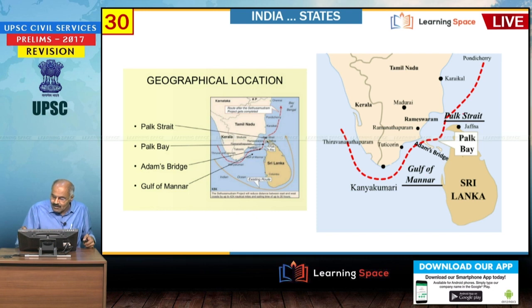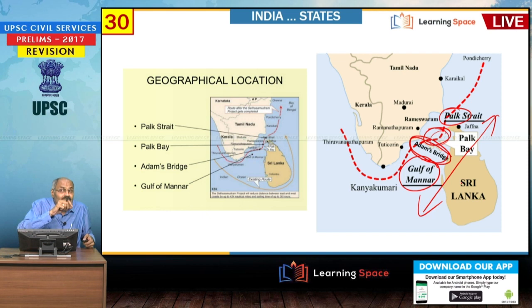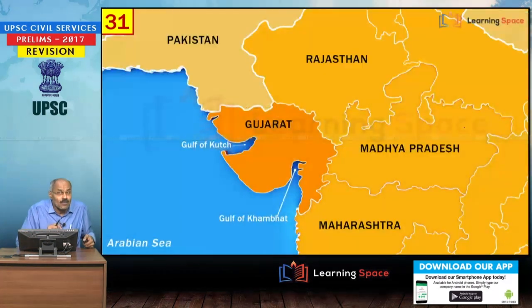Here this is Palk Strait, this is Palk Bay, we have discussed in the first classes. Palk Strait, Palk Bay, and this is Adam's Bridge, and this is the Gulf of Mannar. These 4 things please don't forget when you look at India and Sri Lanka. So between India and Sri Lanka maritime boundary, these 4 issues are very important: Palk Strait, then Palk Bay, then Adam's Bridge, then Gulf of Mannar. These 4 are very, very important.